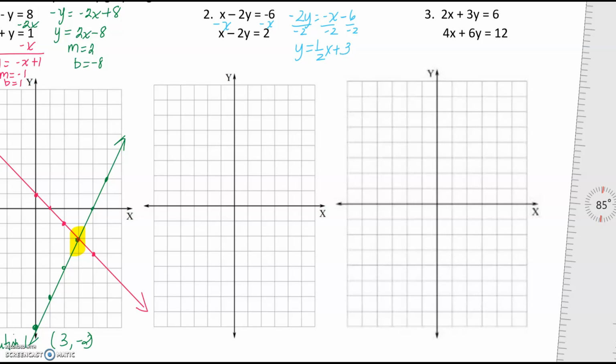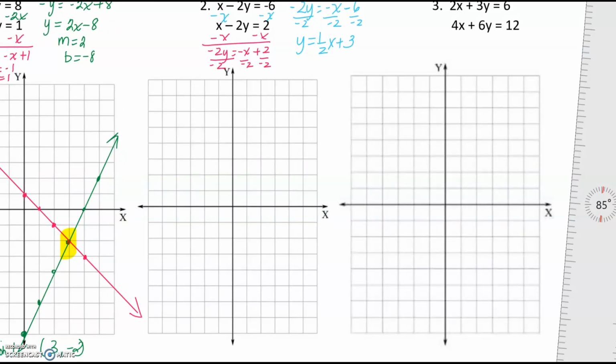Then I'm going to go to the equation below that and make that one pink, and I'm going to subtract x, and I'm going to get negative 2y equals negative x plus 2, and then I'm going to divide by negative 2 all the way through. And this is going to give me y equals 1/2 x minus 1. I'm going to identify my slope as m equals 1/2 and my intercept as negative 1.